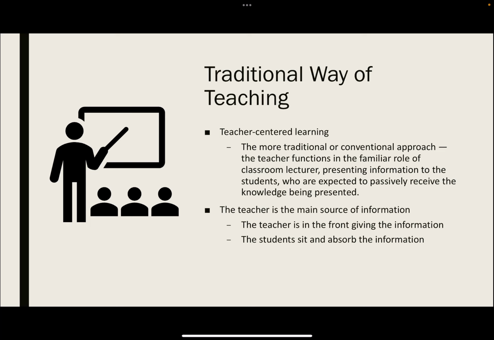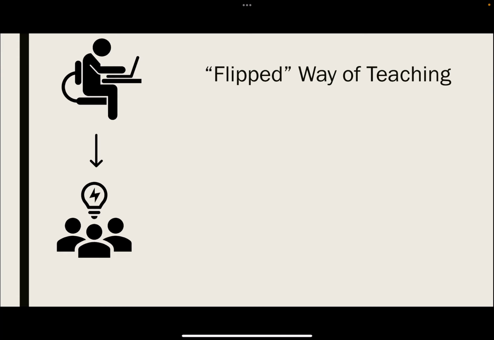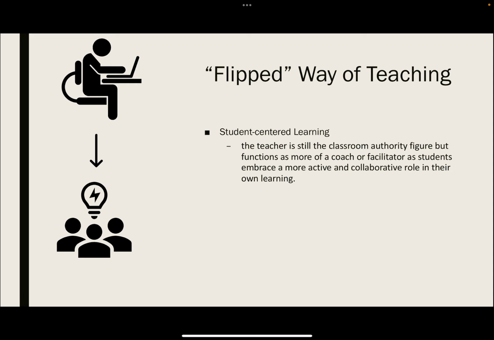So what does that mean? That means that the teacher is the main source of information. The teacher is in front giving the information, and the students sit and absorb the information. The students then take that information and go home and do homework to practice the skills that they learned in the class. So the flipped way of teaching is more student-centered learning.